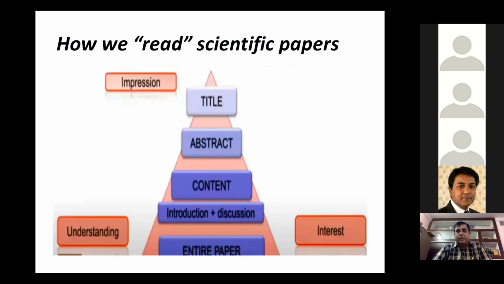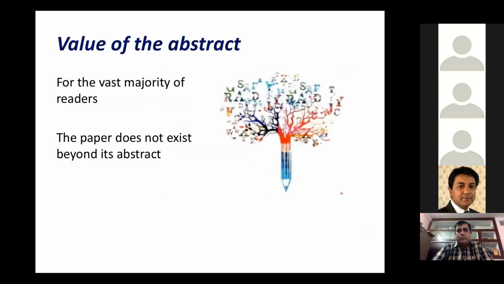How do we read a scientific paper? Whenever you see a paper, first of all, you have an impression from the title. Now you want to know detail about it, and from there, you go to the abstract. After reading the abstract, if you have a deep understanding and good interest, then you go for the contents, especially the introduction and discussion. And only if you are very keen about that subject, then you go and read the whole paper. So from the abstract, you got most of the things. Therefore, the value of the abstract is that for the majority of readers, the paper does not exist beyond its abstract.